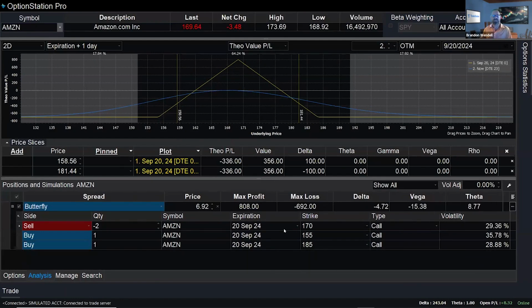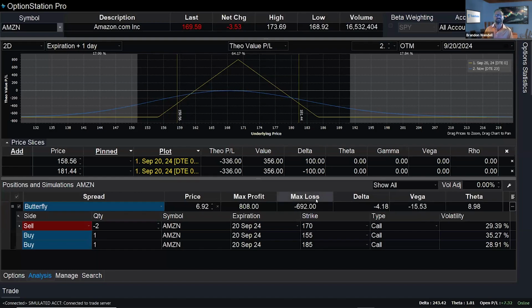And there it is. We're buying the 155, selling 2 of the 170s, and then buying the 185. And notice what happened to our max profit. It went up. It's not $144 anymore, it's $808. And our max loss has also changed. It's not 300 something, it's 600 something, almost 700. So we've greatly increased the potential reward, but we've also increased the potential risk.